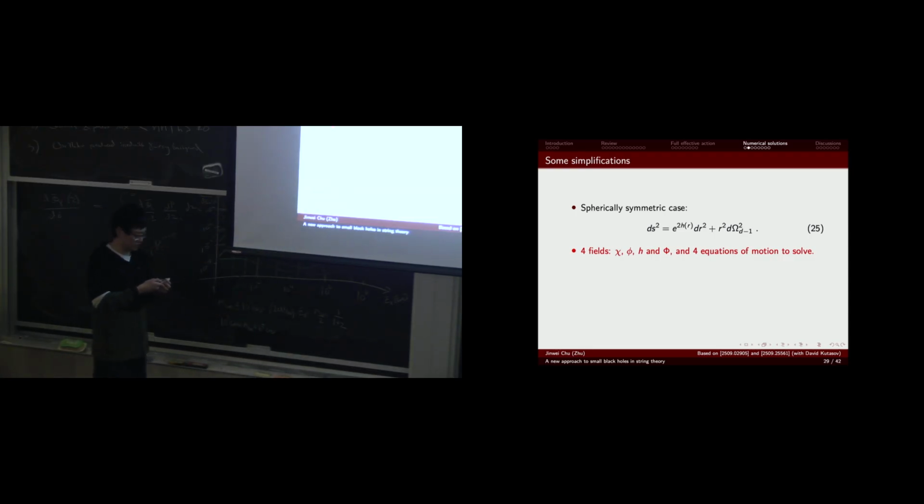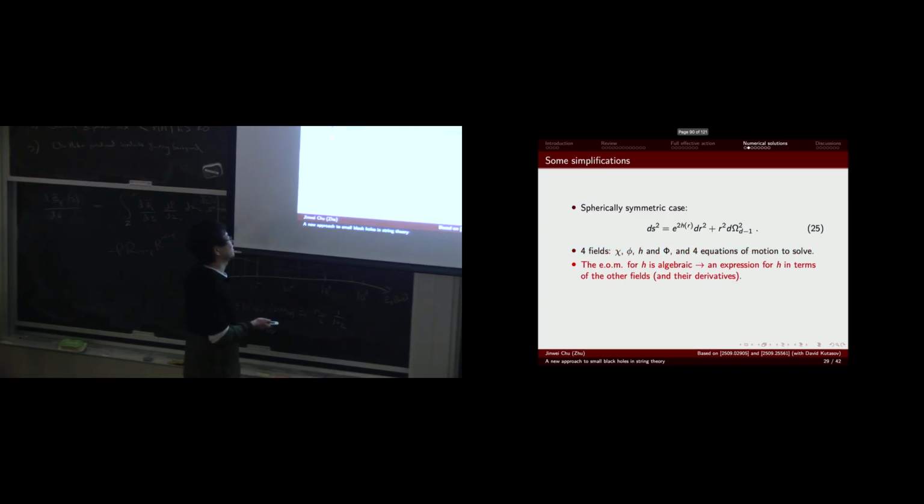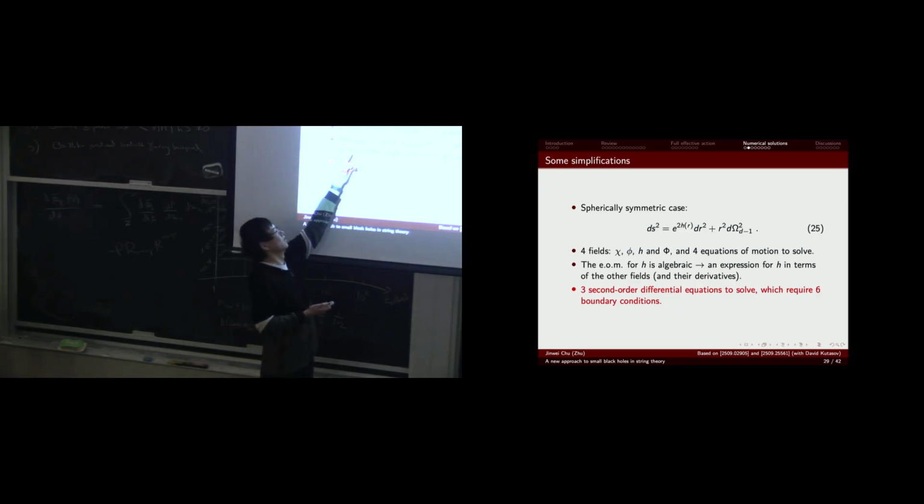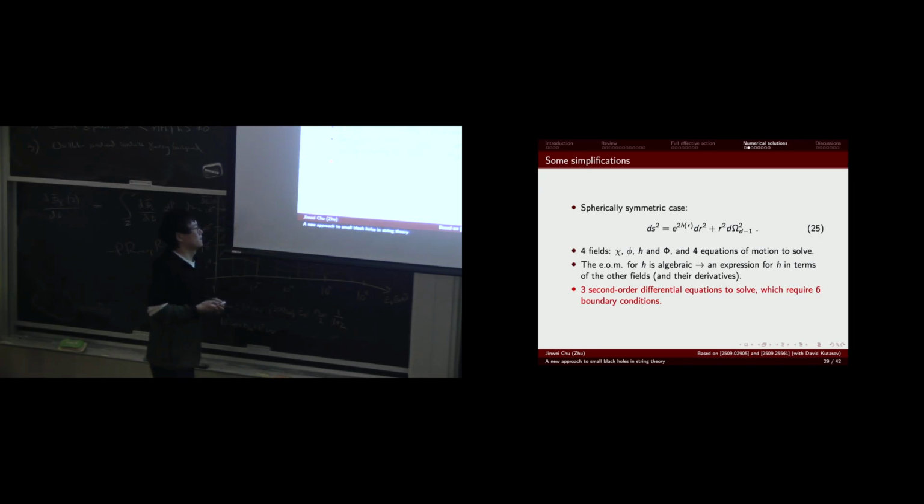So we have four equations of motion to solve. It sounds like there are too many equations, but the situation can be simplified. So first, the equation of motion for h is actually algebraic, which means that it does not involve any derivative of h. So this allows us to just express h in terms of the other fields. And we are done. So now we have three second-order differential equations to solve, the three equations of motion for chi, phi, and capital Phi. So it requires 6 boundary conditions, for example, at r equal to 0.